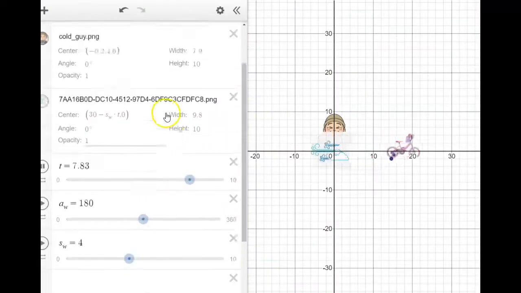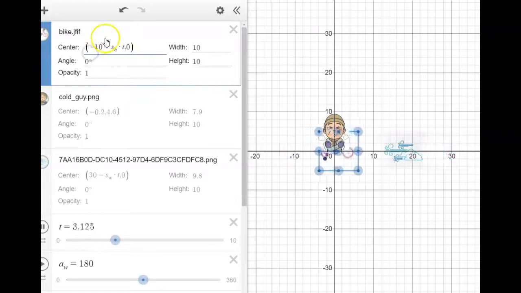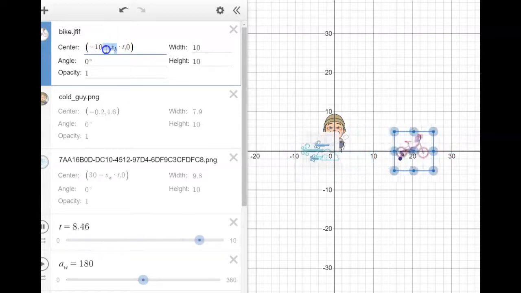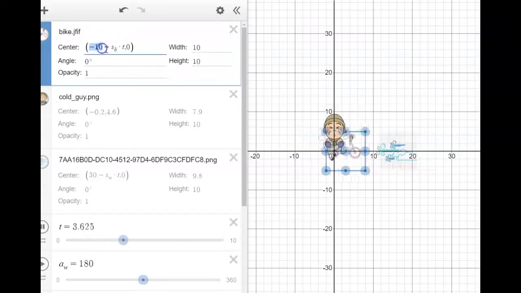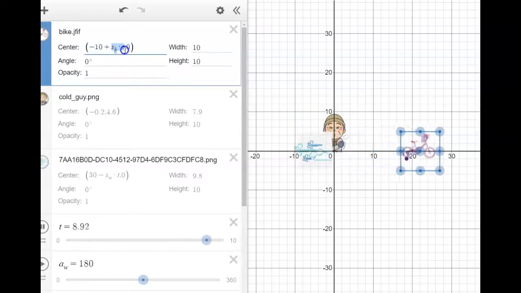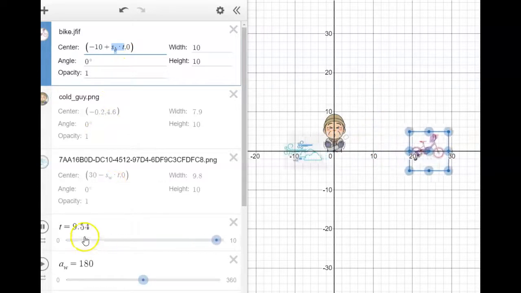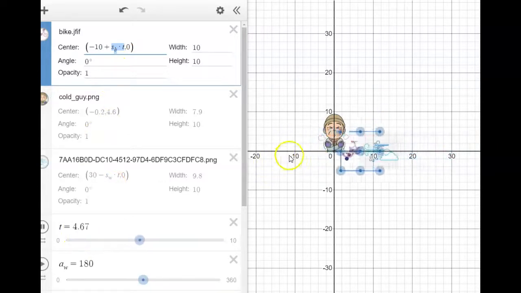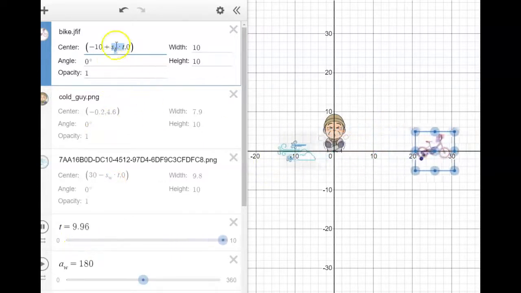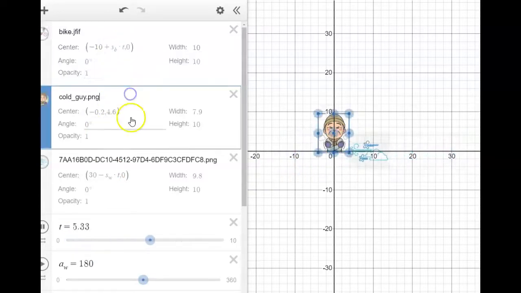So if we look at what we had here before, I've got a bike, and here I'm starting at -10, and then I'm adding on the speed times time. So that's the displacement. That's how far it's going. And as time is moving here, the bike is going to the right because I'm adding on a positive amount. The guy is just sitting there.